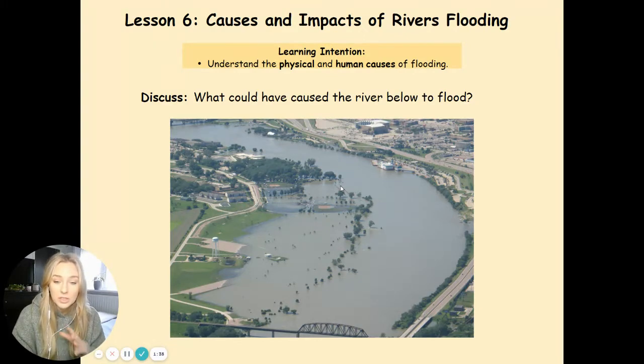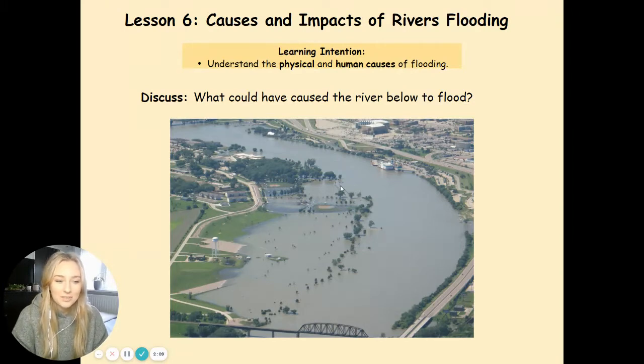So the first thing I want you to do is to look at the picture that I've put on the lesson and think what could have caused the river below to flood. And hopefully the most obvious thing that everyone always thinks is too much rain, and that is absolutely right. Too much water in the river will cause it to overflow and burst its banks, and that is 100% true. However, there's a lot more to it, and that's what we're going to be looking at throughout this lesson.